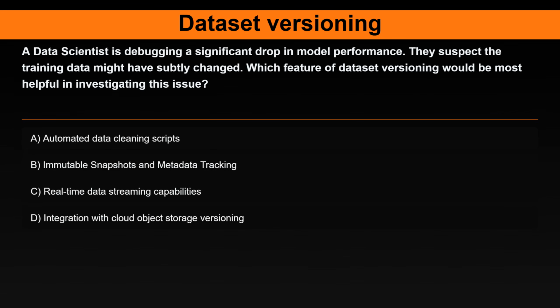Question 11. A data scientist is debugging a significant drop in model performance. They suspect the training data might have subtly changed. Which feature of dataset versioning would be most helpful in investigating this issue? Option A. Automated data cleaning scripts. Option B. Immutable snapshots and metadata tracking. Option C. Real-time data streaming capabilities. Option D. Integration with cloud object storage versioning.